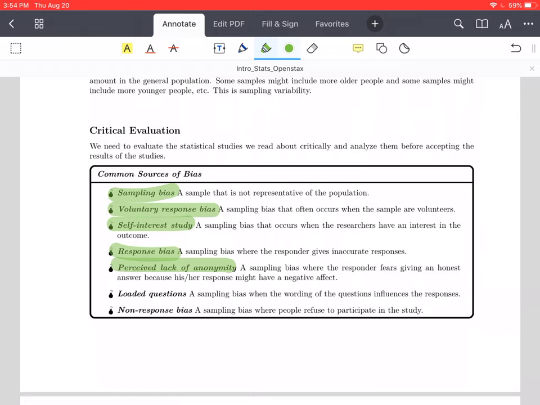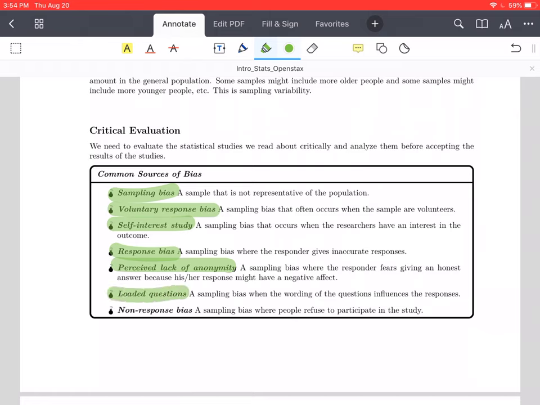Perceived lack of anonymity. If a responder is afraid that their response might have a negative impact on them, they might lie. This would be especially true if you had people putting their names on these surveys. That's why we do them anonymously so much, because we don't want people to be afraid that their response could somehow affect them in a negative way.